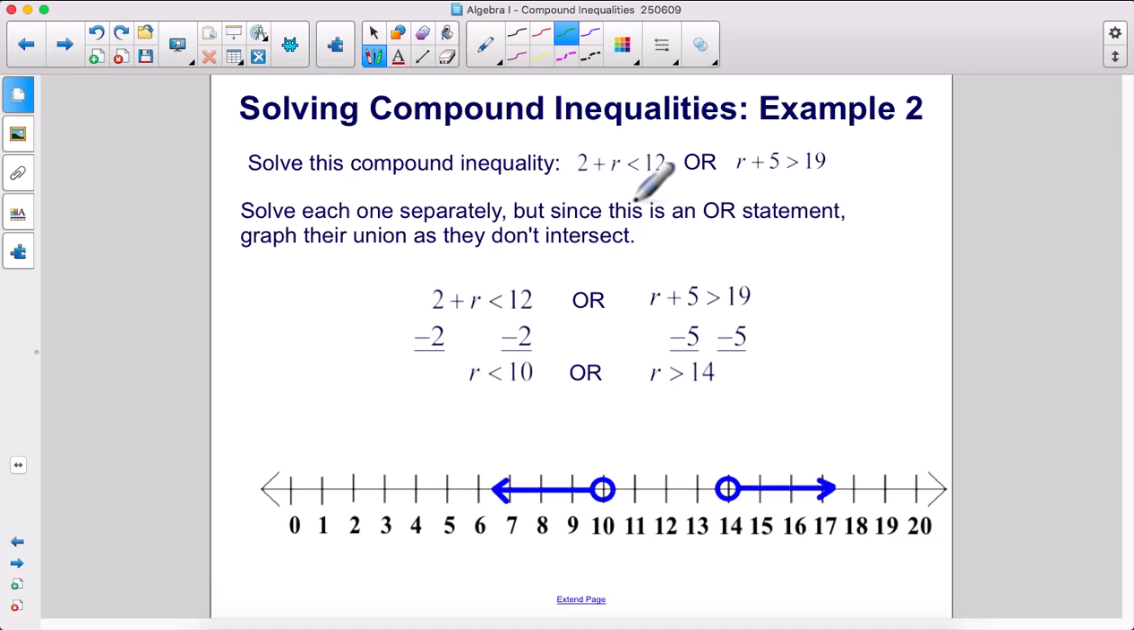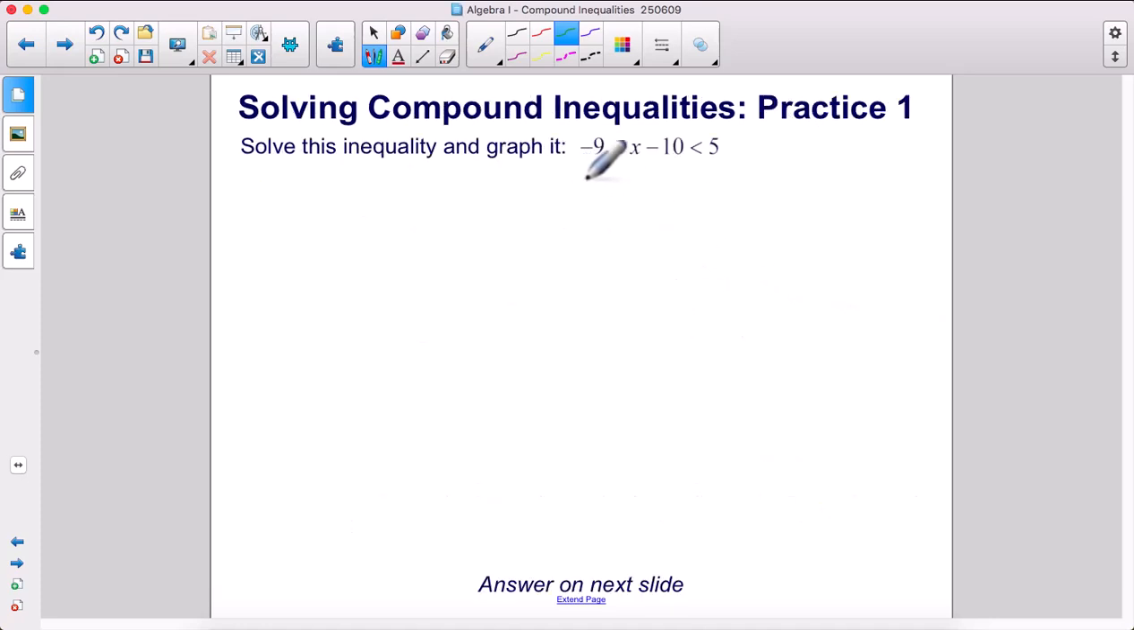Solve this compound inequality. 2 plus r is less than 12, or r plus 5 is greater than 19. Solve each one separately, but since this is an OR statement, graph their union as they don't intersect. So here we're going to subtract 2 from both sides, and we get r is less than 10, shown here. Then over here we're going to subtract 5 from both sides and have r is greater than 14. Right there.